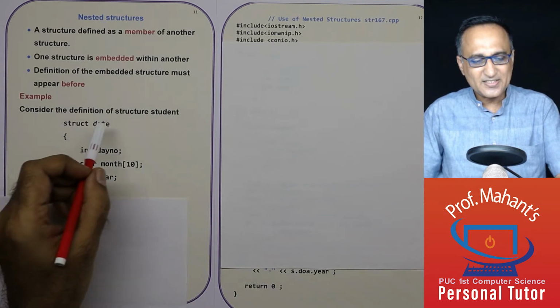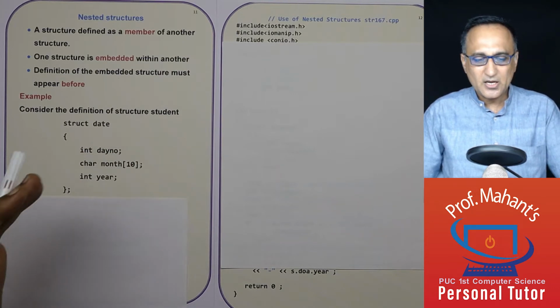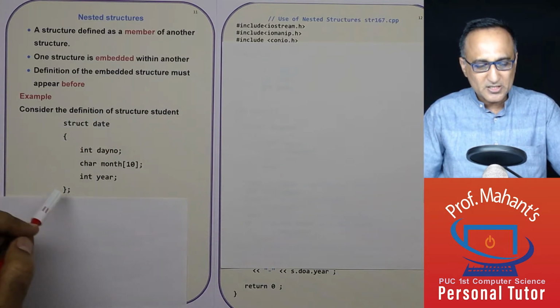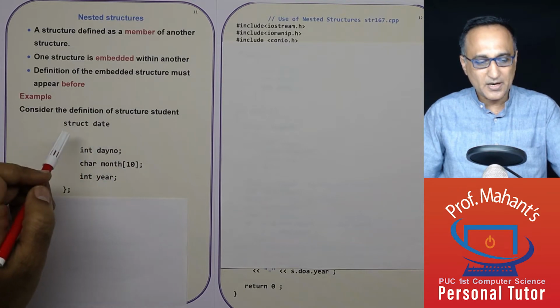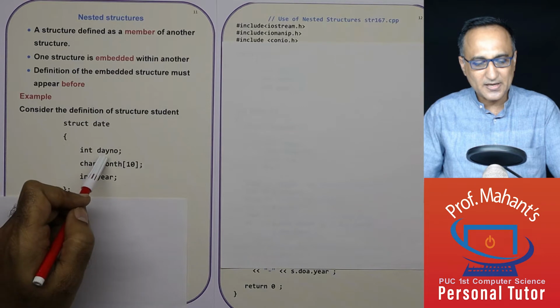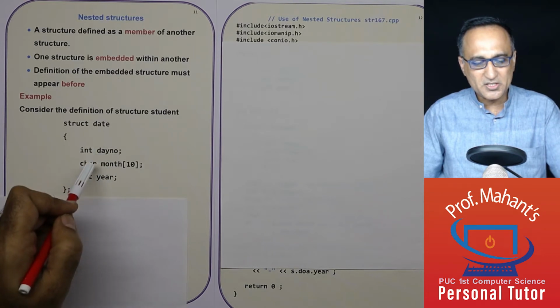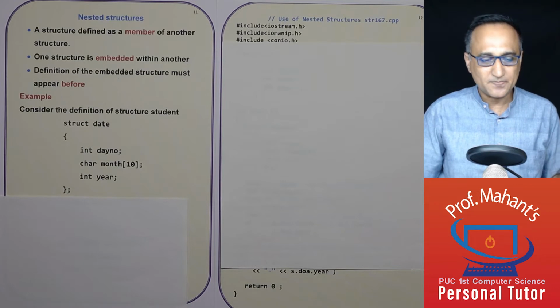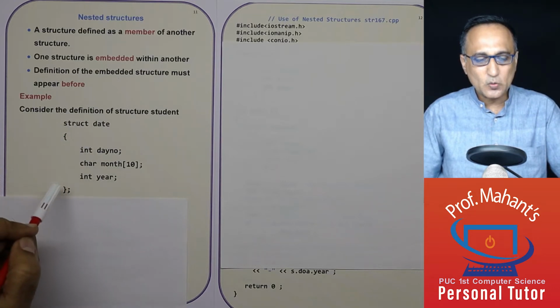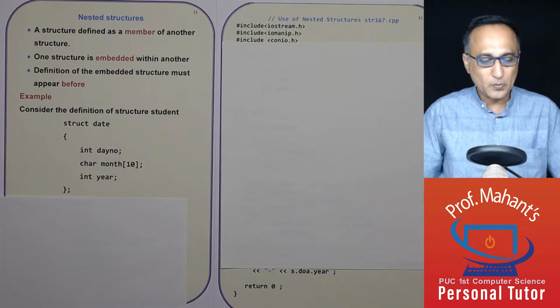So consider the definition of a structure called student. In student, we are going to use this particular structure as a member. I have defined a structure called date with the following members: day number, month, and year. So it's got two integers and one character member. So date happens to be one structure defined, or blueprint provided.